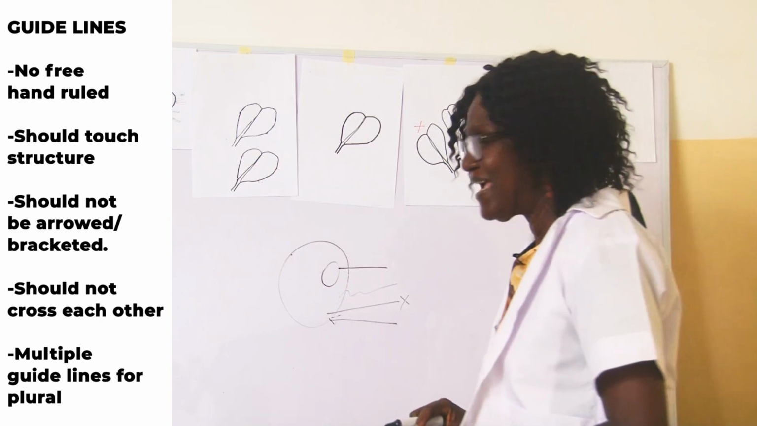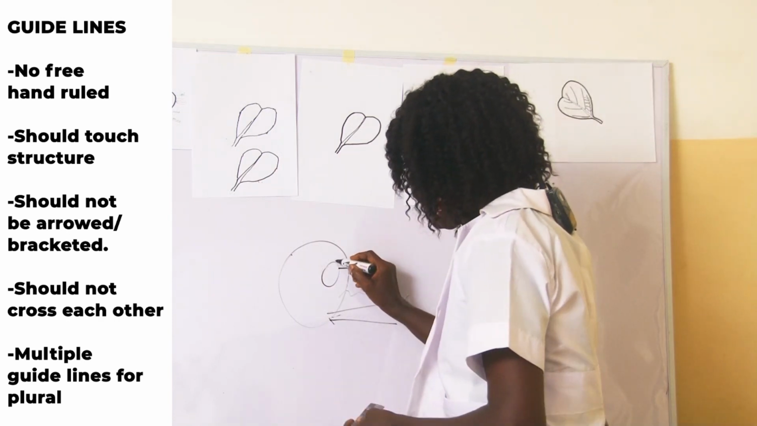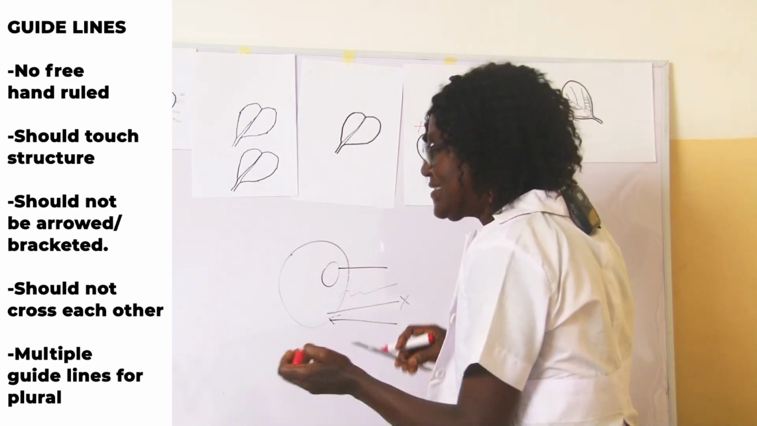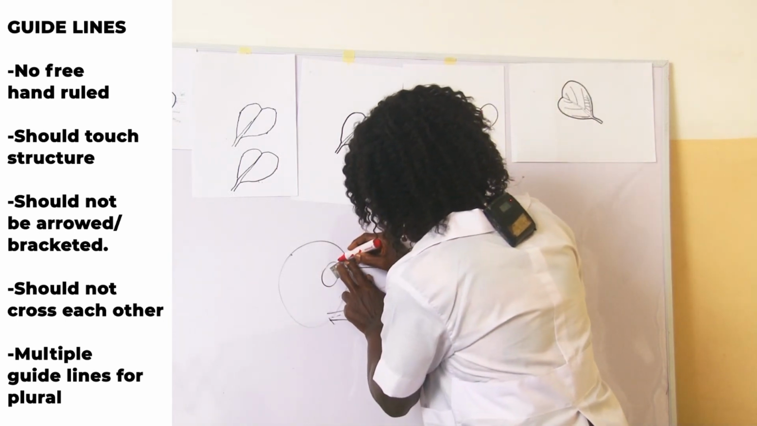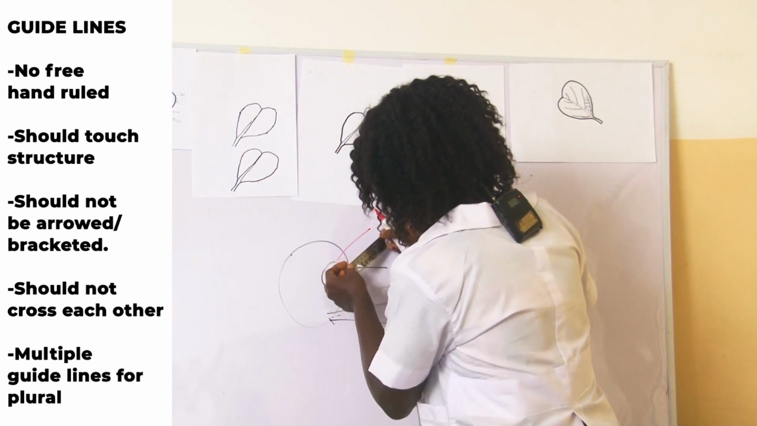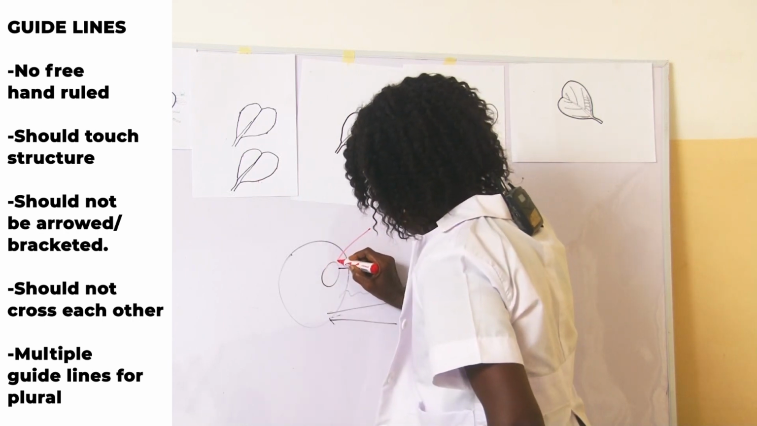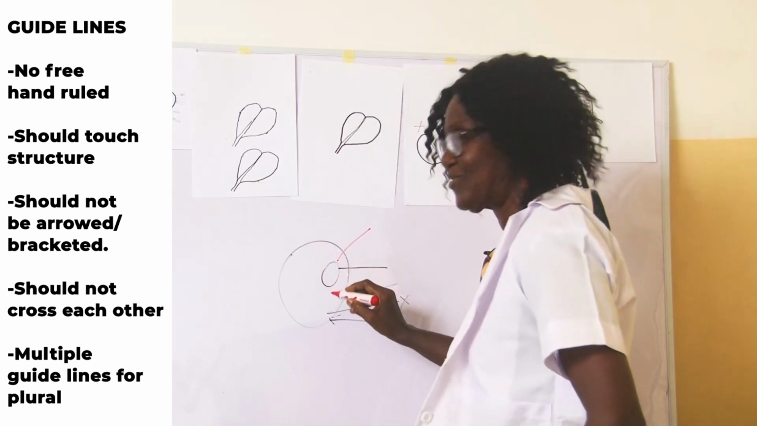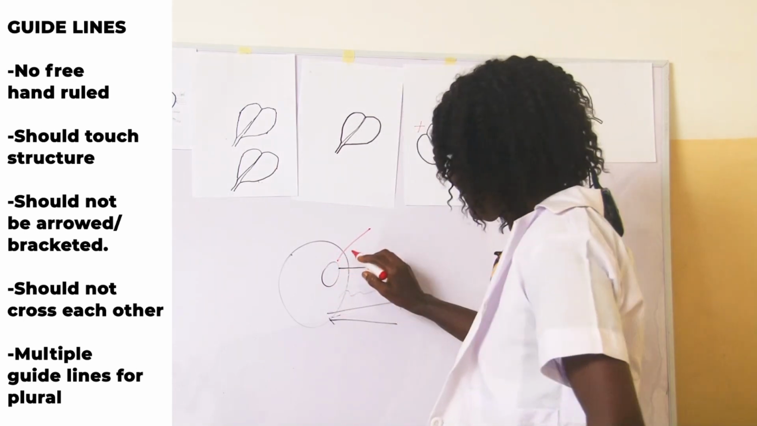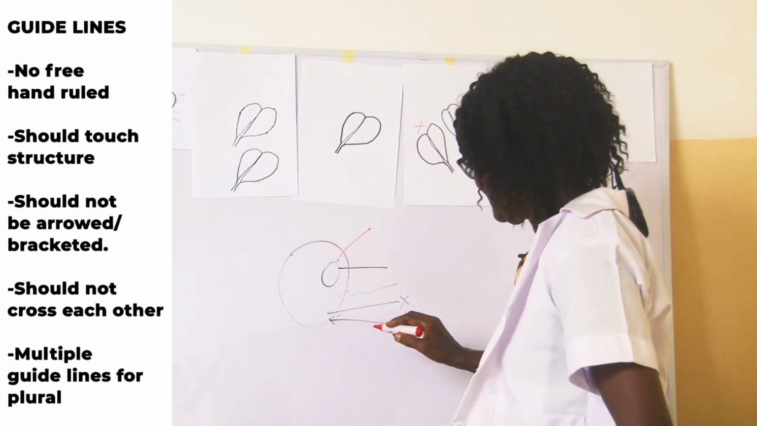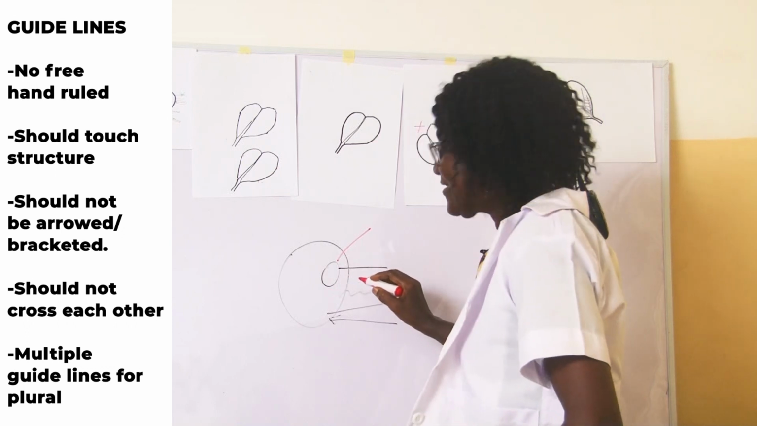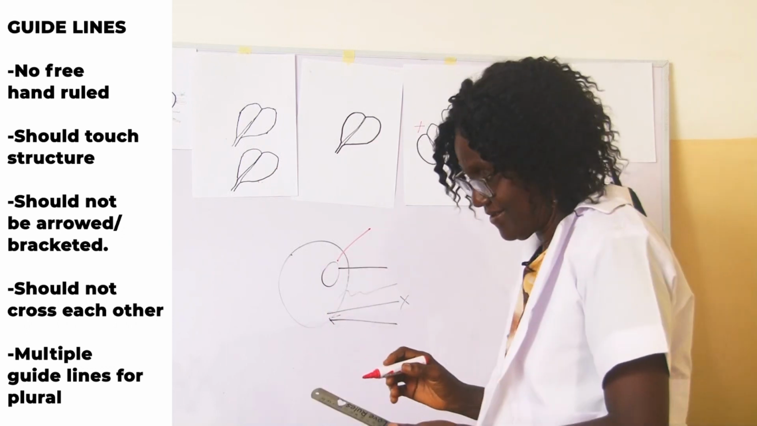Then the guideline must touch the structure. The guideline should not just be hanging in space, all right? The guideline must touch the structure. If the guideline doesn't touch the structure, you don't get the mark. And then the guidelines must not cross each other.